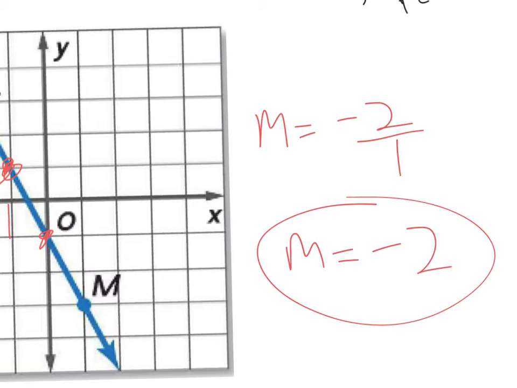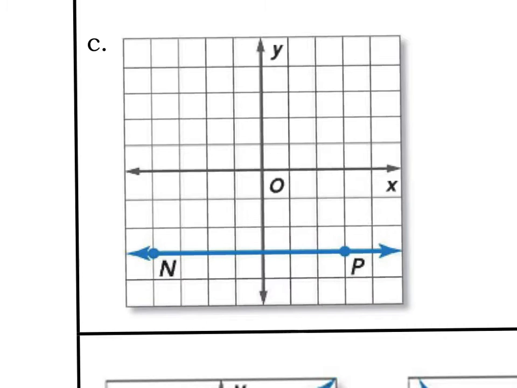Okay? So part C, this is a zero slope line. How do you know it's a zero slope? Well, it's rise over run, right? So it's not rising at all. It's not going up at all, is it? So it's just running. So it's 0 divided by, I don't know, infinity or something. It's 0 divided by any number.